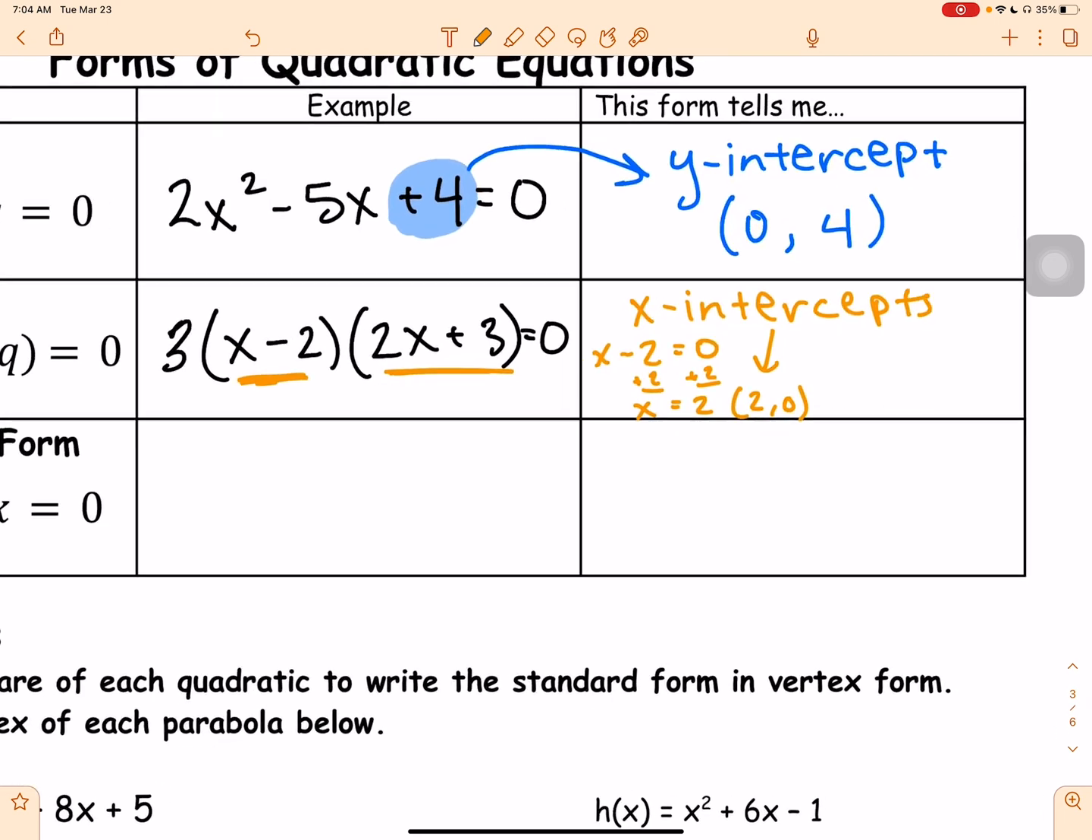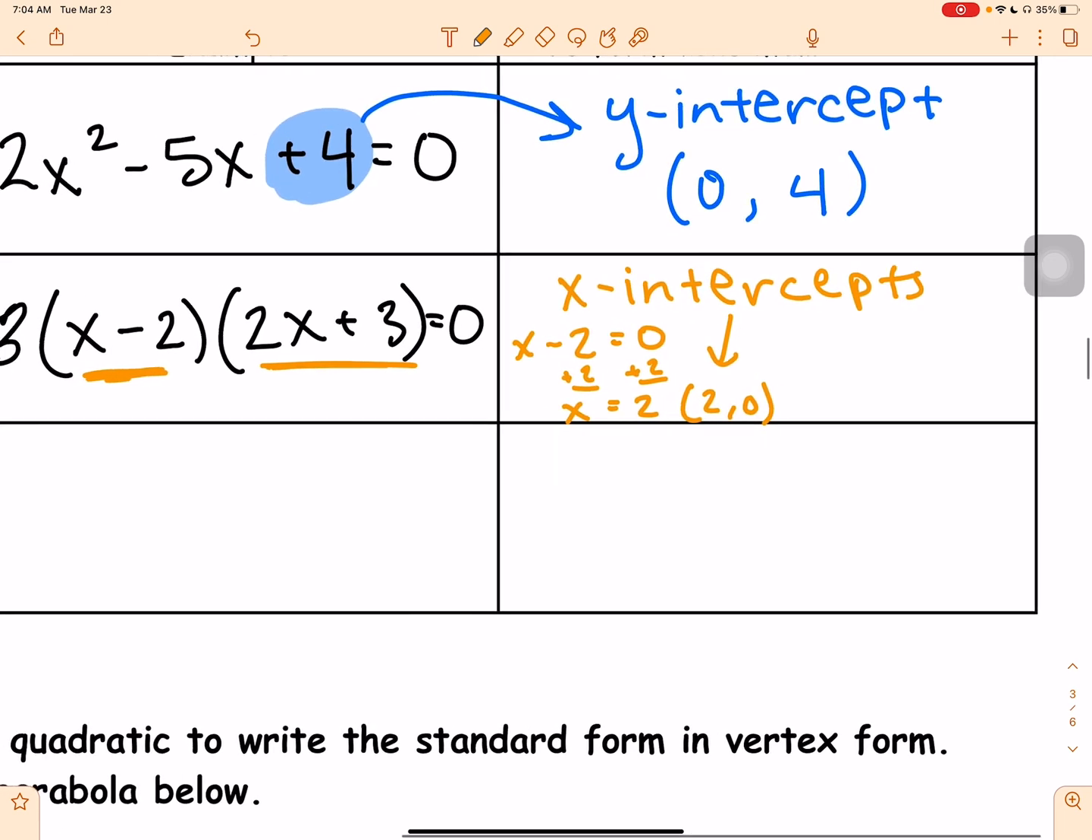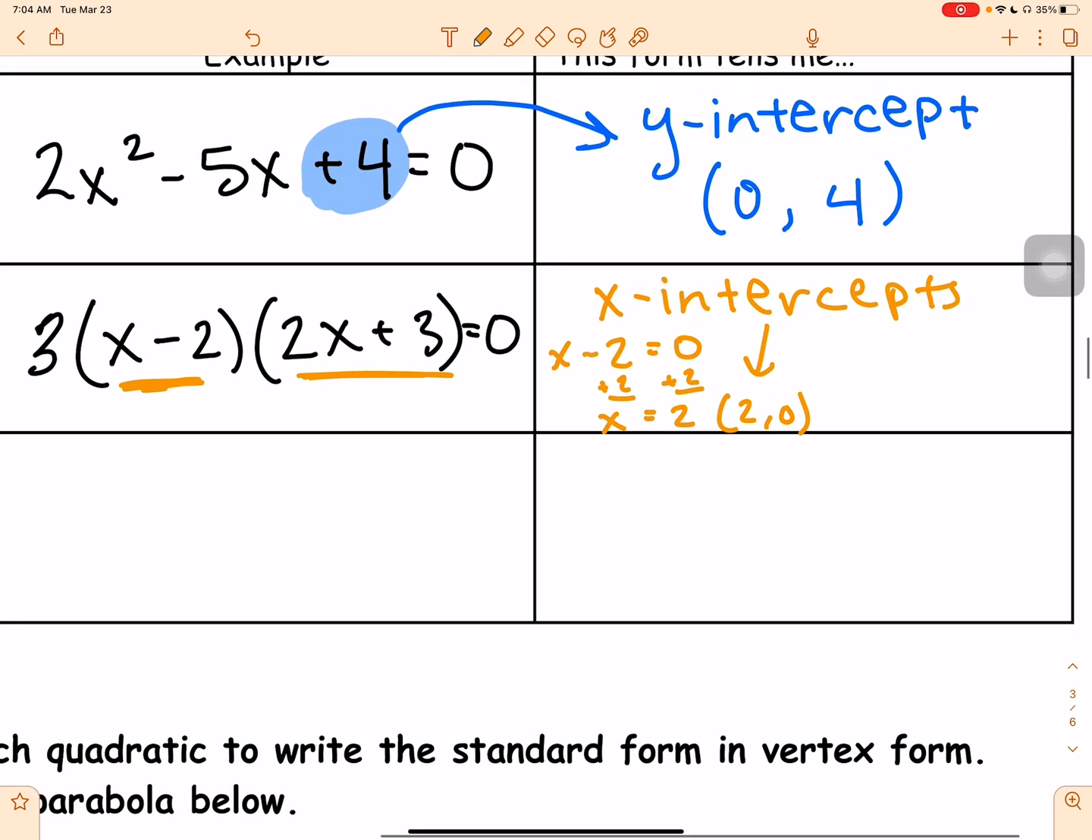I'm going to zoom in a little bit because this one's going to take some more work, so I need to write smaller. So then the other one is 2x plus 3 equals 0. So here first we have to subtract 3. We have 2x equals negative 3. Divide both sides by 2. We get x equals negative 1.5. Okay, negative 3 divided by 2 is negative 1.5. So my other x-intercept is (negative 1.5, 0).